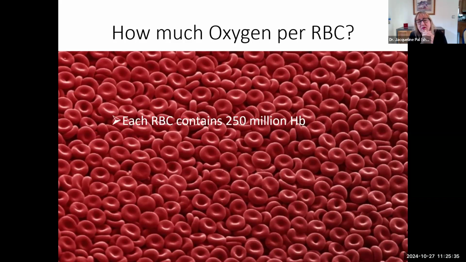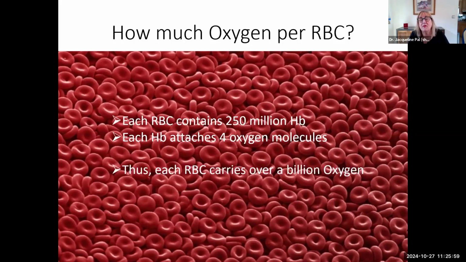Yes, multiply 250 million times 4. No, you don't have to draw all the zeros. Just do 250 times 4, then add 6 zeros to it. Or do 25 times 4 and add 7 zeros. So every red blood cell, why do you multiply by 4? Because every hemoglobin attaches 4 oxygen molecules. So now you know that every red blood cell can carry over 1 billion oxygen molecules. Yes, that's the correct answer.